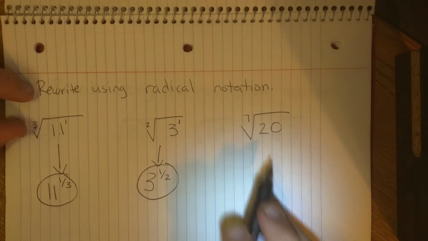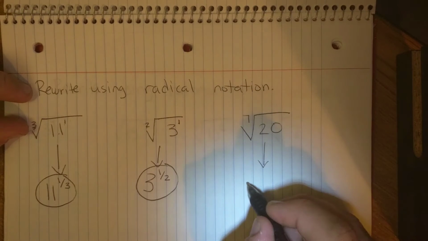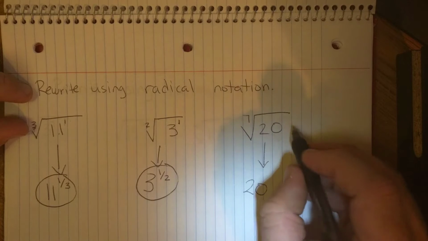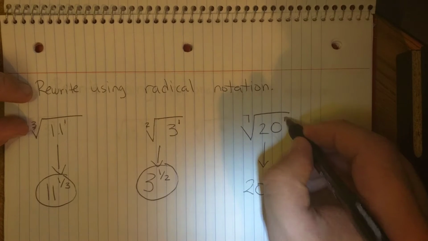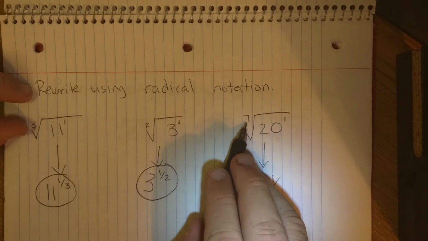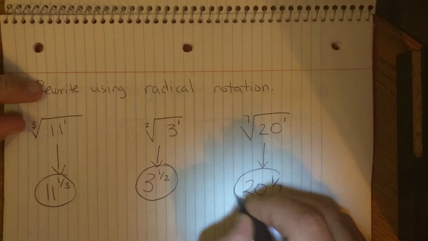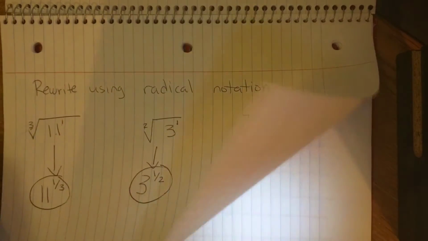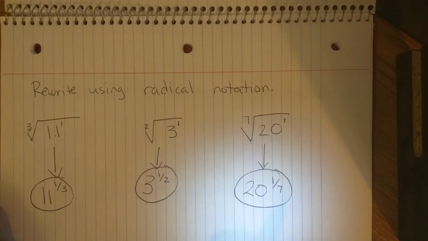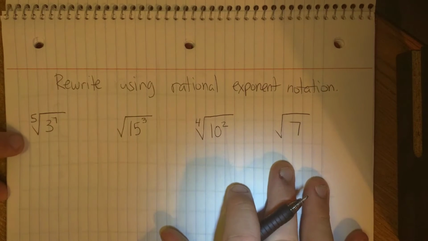Let's go ahead and try this one out. So this one, I have the 20. Bring the 20 down. Here, I do have a power of 1, so I'm going to put that 1 right here, over the index, or the root, which is 7. Good. So that's that.